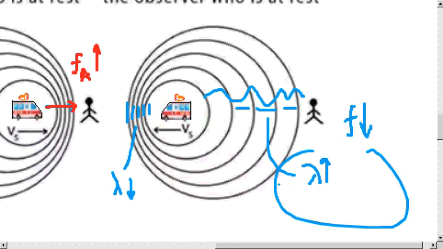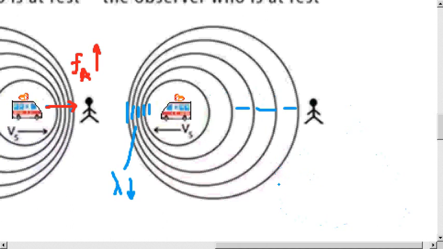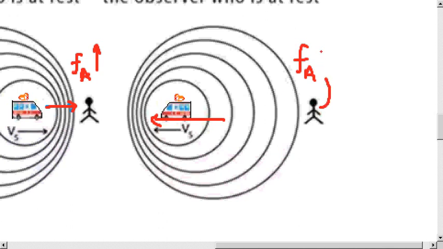When lambda increases, to maintain the velocity value constant, what happens? Frequency decreases. So when the sound source moves away from the observer, the apparent frequency, the frequency heard by this observer, does it increase or decrease? Frequency decreases. So when the sound source moves away, frequency decreases. You have to keep that in your mind clearly.